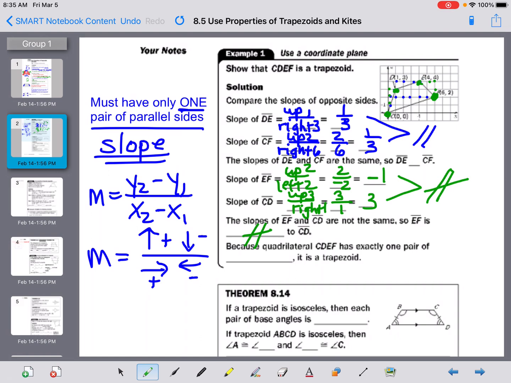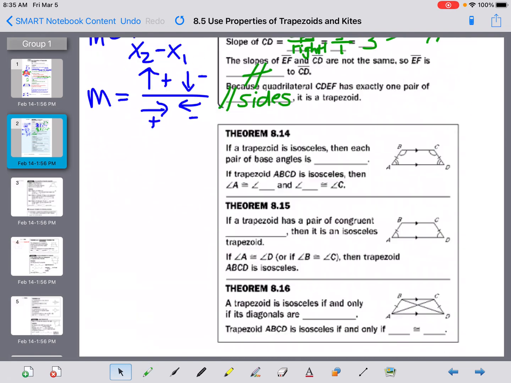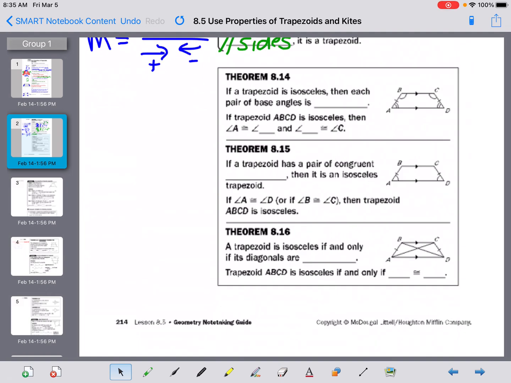So because CDEF has exactly one pair of parallel sides, it is a trapezoid. So it's important to check all 4 slopes, not just 2 of them. Okay, so let's go over some theorems now that go to these trapezoids.